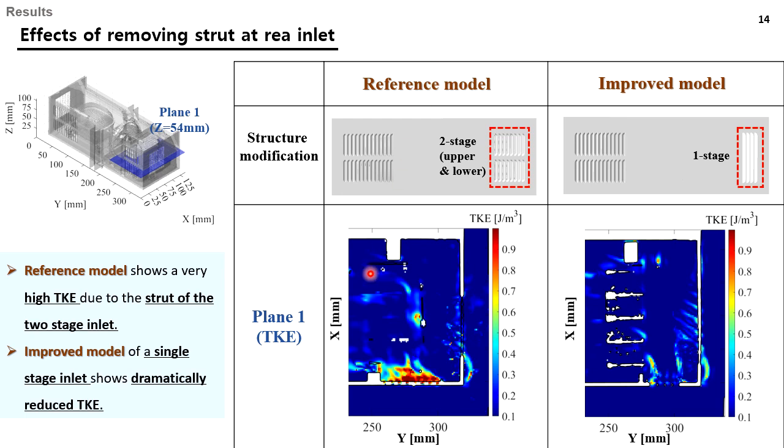And next is the effect of two-stage inlet and one-stage inlet. In the position of plane 1, the reference model shows a very high TKE due to the structure of the two-stage inlet. By changing the inlet from two-stage to a single one-stage, we can see that the improved model shows a significant reduction in TKE distribution.